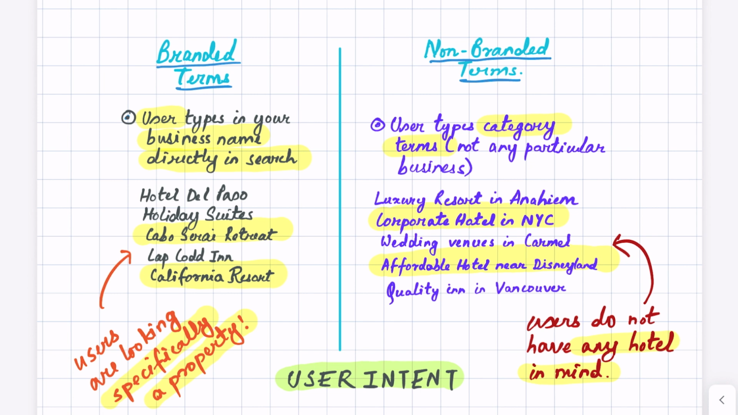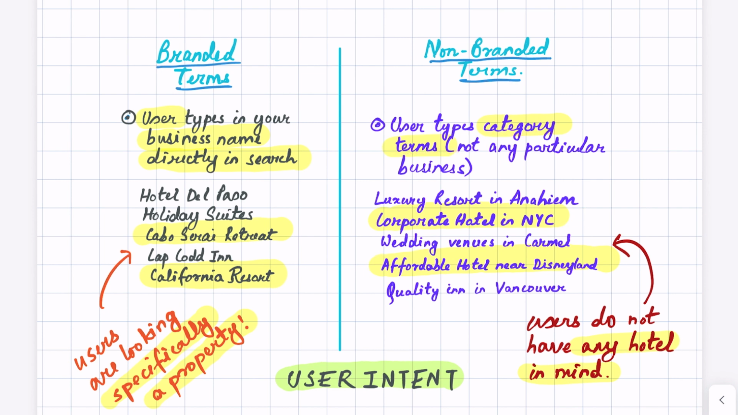Before we move forward, let us try and understand the user intent of a branded and a non-branded search term. For a branded term, users know your business. That is why they will directly search your business name in the search. A few examples can be Cabo Serai Retreat, California Resort, and I have listed a few others. But what you need to understand is that in this branded term category, users are already looking for a specific property. On the other hand, if you look at non-branded terms, users will type category terms. Two examples can be corporate hotel in New York City, or affordable hotel near Disneyland.